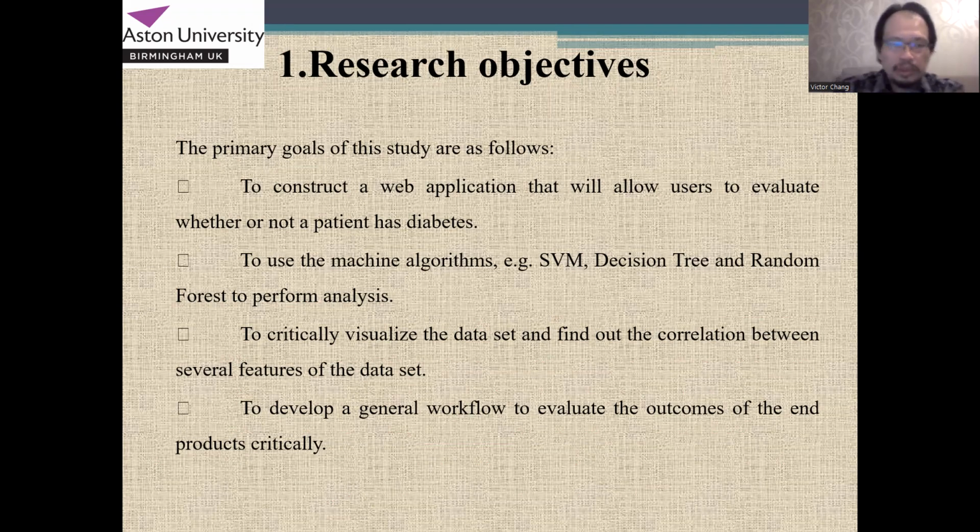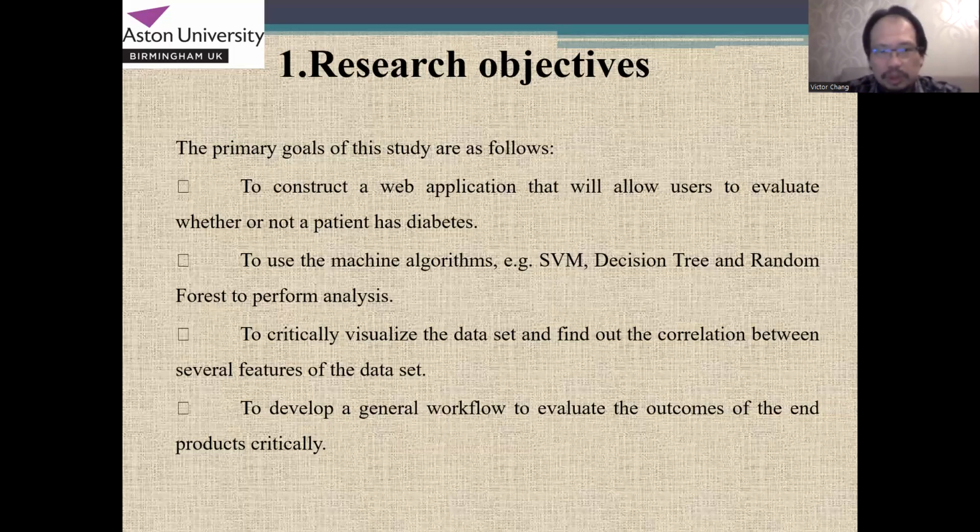First of all, during 2020 and 2021, during the COVID time, we had a web application that allowed users to evaluate whether or not a patient has diabetes. And the project was finished. However, we felt that it was very important to disseminate the lessons learned. We used machine learning algorithms such as SVM, decision trees, and random forest to perform high-level analysis. We critically visualized the data set and found the correlation between several features and the data set, to demonstrate meaningful insights and report to the research community.